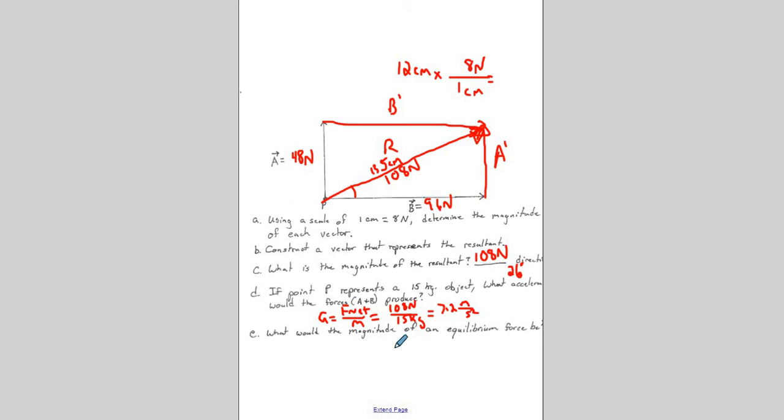What would the magnitude of the equilibrant force be? Well, an equilibrant, recall, is the same magnitude as my resultant, but in the opposite direction. So it would be 108 newtons, and it would be in the opposite direction. So instead of 26 degrees above the horizontal, it would be 26 degrees below the horizontal. Okay, so it's the opposite direction. All right, next problem.